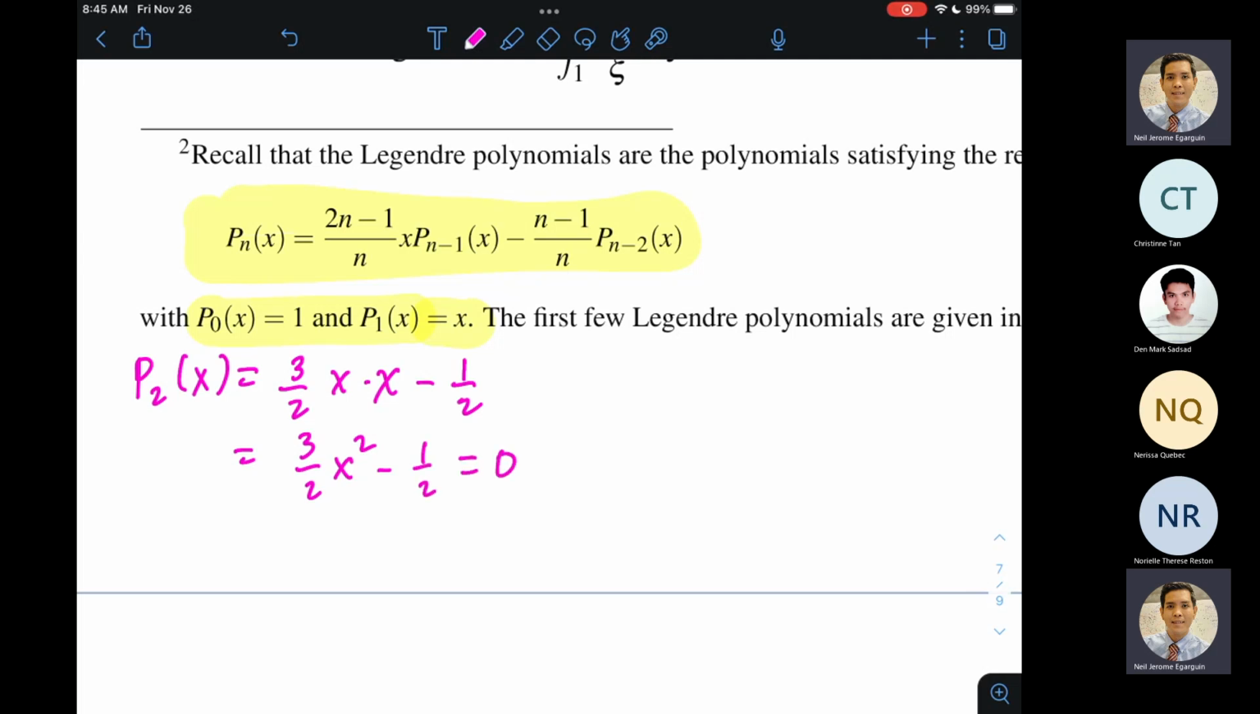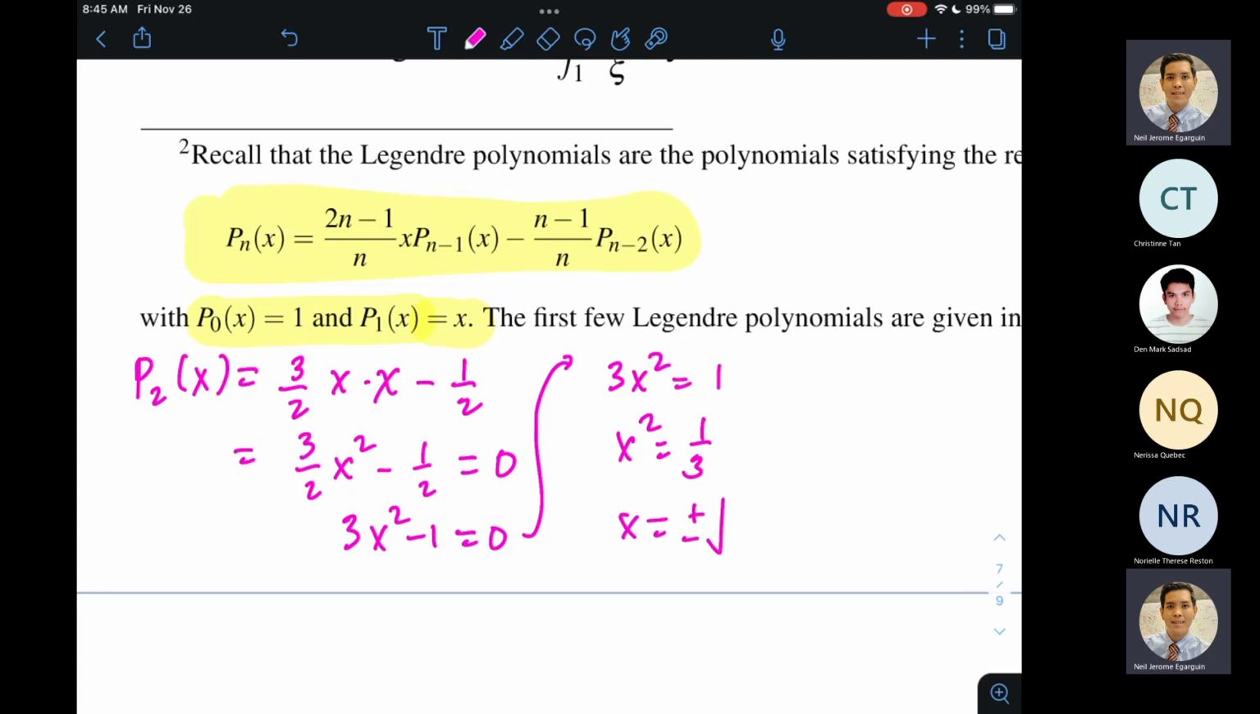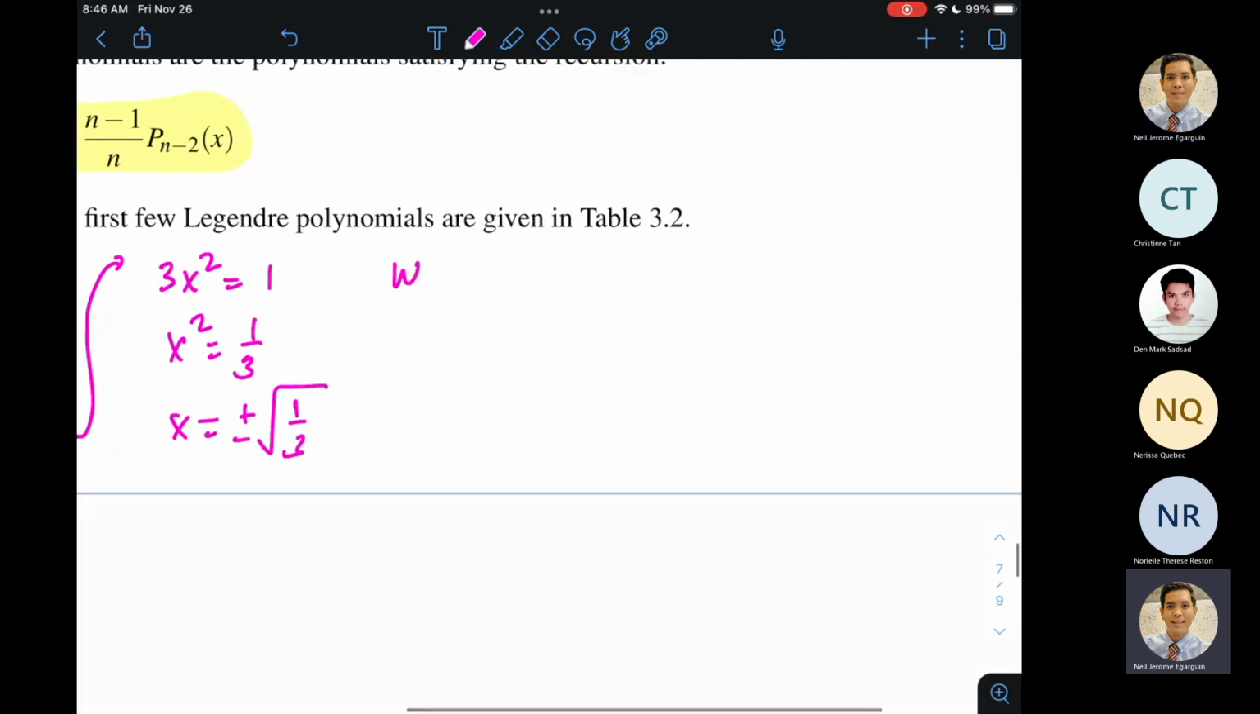And if we look for its roots, we equate it to 0 and multiply both sides by 2. We get 3x squared minus 1 equals 0. And then we have 3x squared equals 1, x squared equals 1/3, x equals plus or minus the square root of 1/3, which is the same value as we had before. All right? Then if we compute the weights, the weight is equal to 2 over 1 minus the abscissa squared.